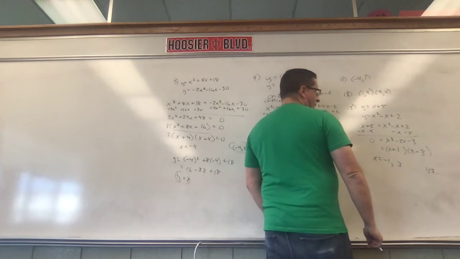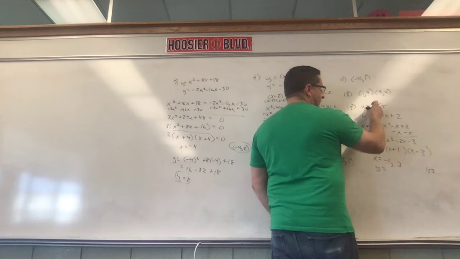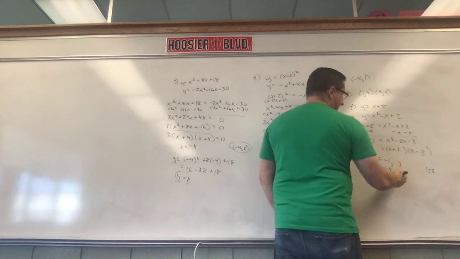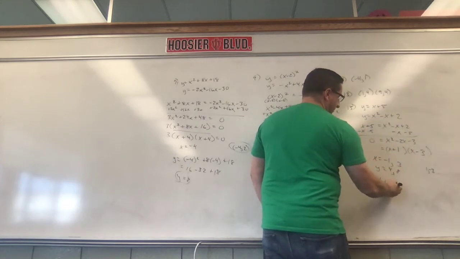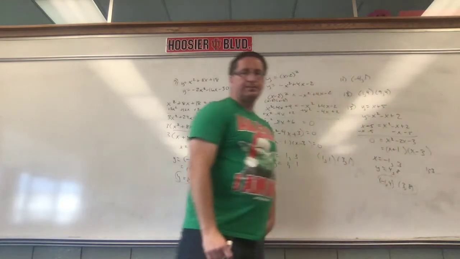And then we've got to find out what our y values are. So we plug in negative 1 and 3 for x in either one of these. The first one looks easier. Plug in negative 1 for x. Negative 1 plus 5 is 4. Plug in 3 for x. 3 plus 5 is 8. So negative 1, 4, and 3, 8 is the solution.